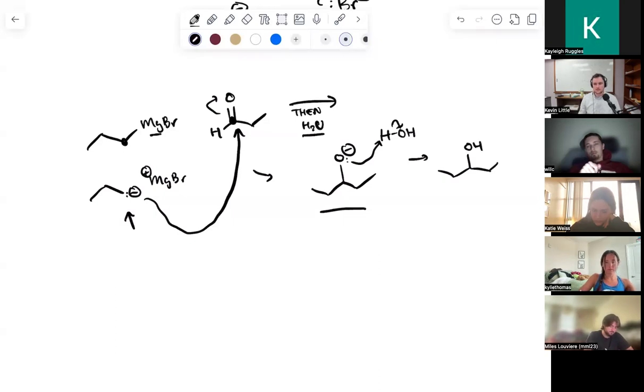I end up with this. Right, that's the reasoning step by step. So sometimes water will make my positively charged thing neutral. Sometimes it'll make my neutral thing or my negative things neutral. You just have to decide, is this going to take a proton or give a proton?